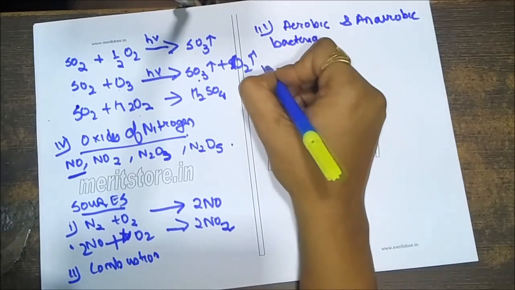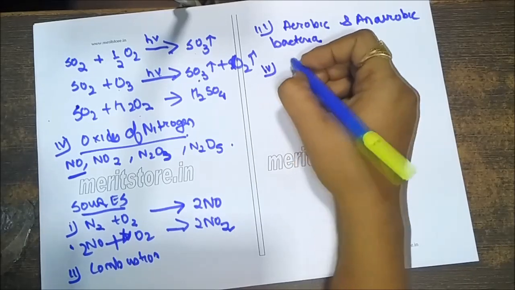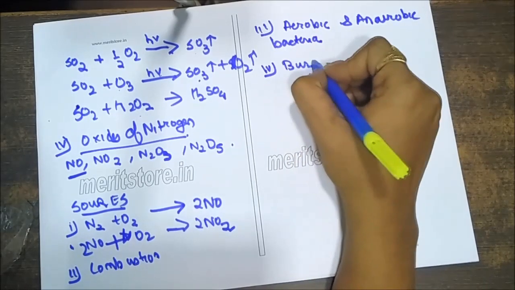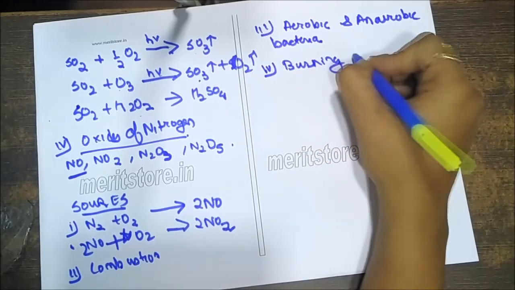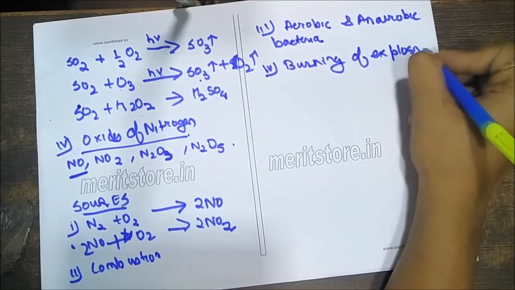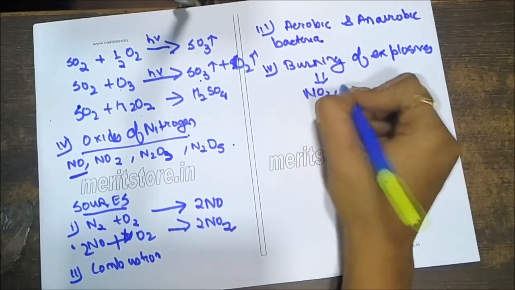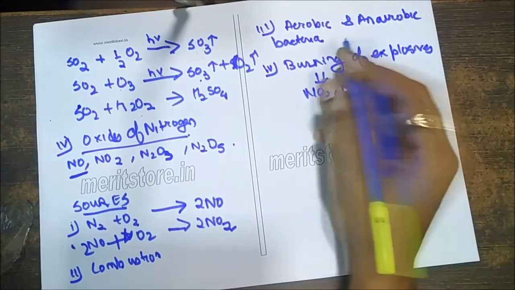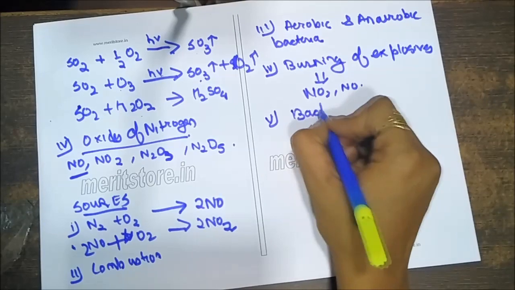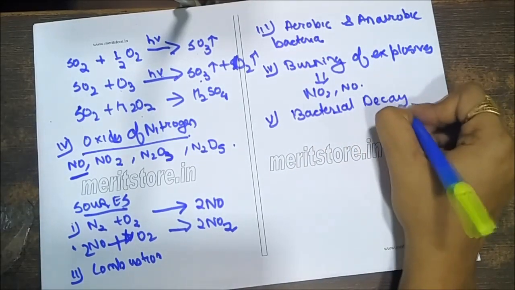See, when there is burning of explosives like TNT, okay, so burning of explosives would also release emission of nitrogen dioxide, nitrous oxide. Next, bacterial decay of organic matter.